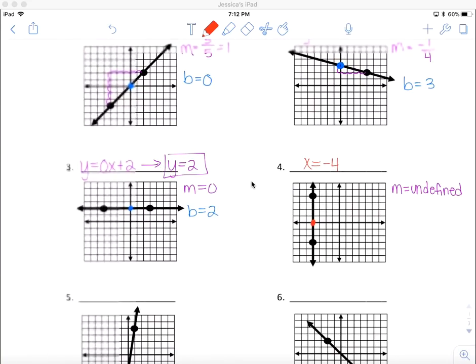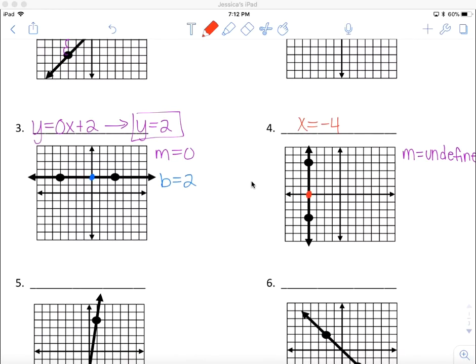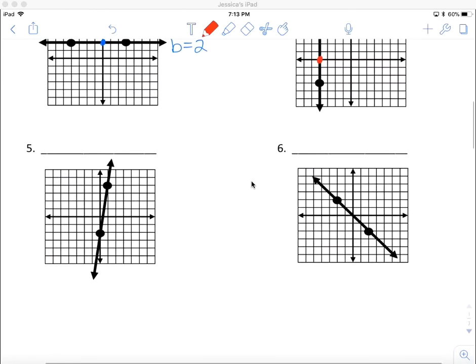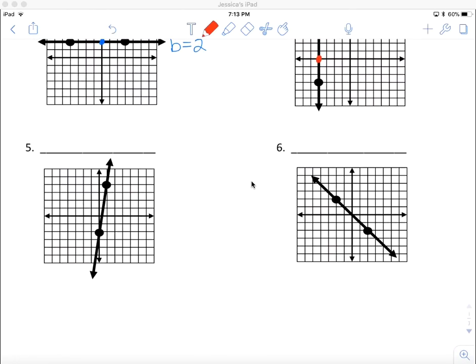It's very important that you understand the difference between 3 and 4. When you have a horizontal line, y will equal a number. When you have a vertical line, x will equal a number. I want you to pause the video, try 5 and 6, and then restart to check with me.